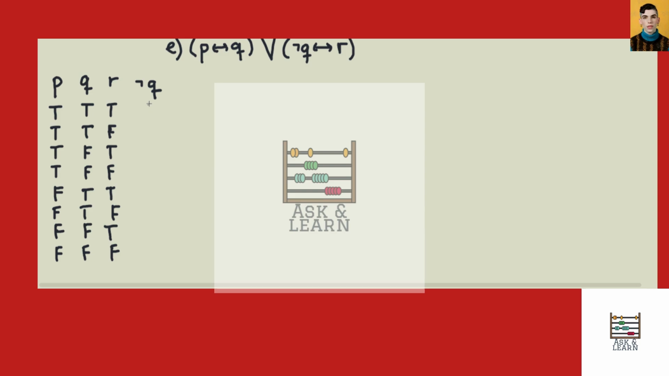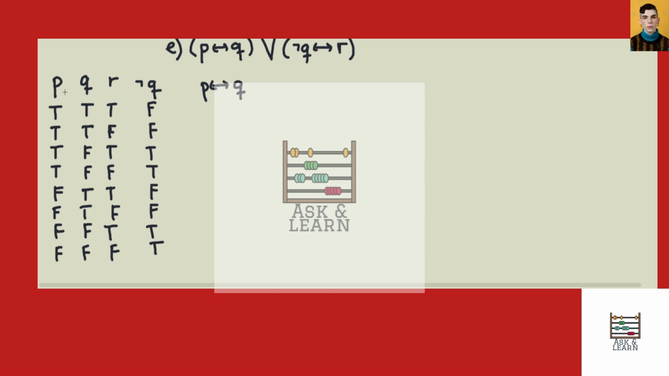So it will be false, false, true, true, false, false, true, true. Now we'll write the first compound proposition. So it's P, biconditional statement, Q. So the biconditional statement really means that both truth values of each proposition need to be the same in order to be true. If either one of them differs from the other, it'll be false.